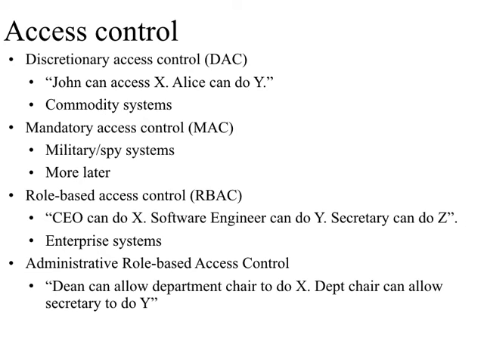Finally, administrative role-based access control refers to who can set the permissions for role-based access control. So, for example, you can say that a dean can allow a department chair to do X, and a department chair can allow some other staff member to do something else.